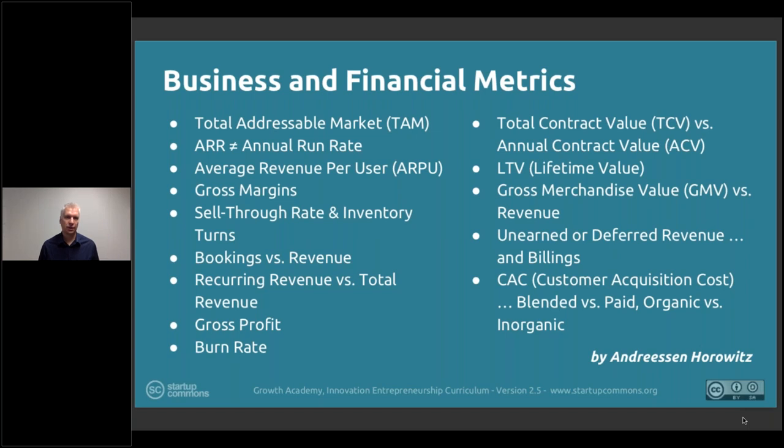Gross profit. That's the overall profit that you are making in the context of all of the different sales of different products, compared to gross margins, which are for individual products or services or business models.